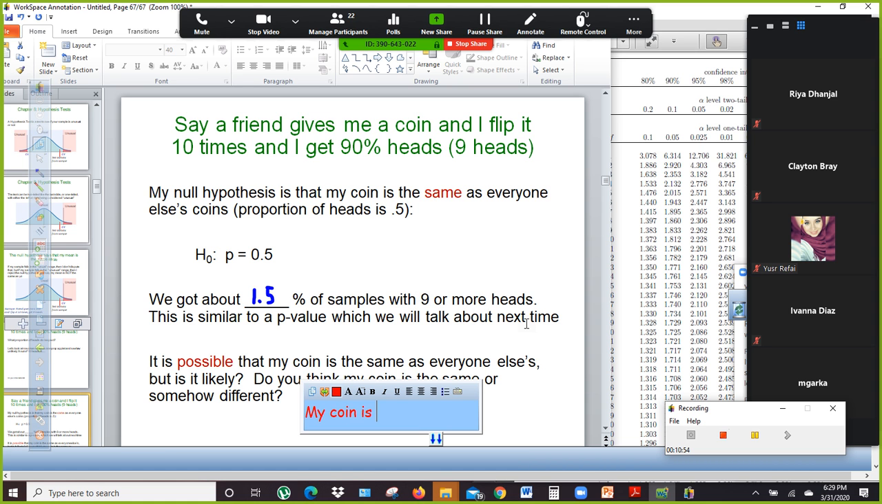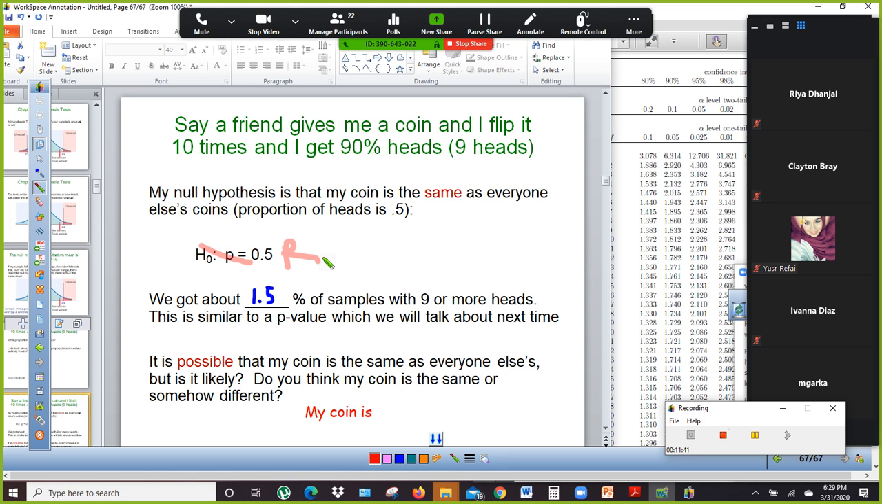What do you guys think? Is that unusual? Yes, it's very unusual. So because we got something unusual, something that happens 5% of the time or less, then we would say that we would reject H0. Reject it, because we got an unusual result.